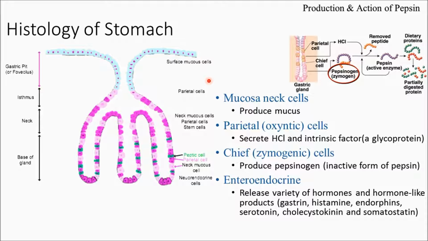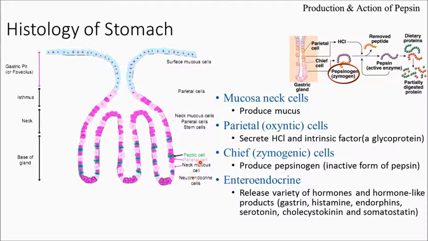Now we are going to look at the specific cells available in the gastric glands. First is the mucous neck cells, which are located along the gastric glands and function to produce mucus. The second one is the enteroendocrine cells, which are located at the bottom part of the gastric glands, and they release a variety of hormones and hormone-like products which help in the digestion of the food.